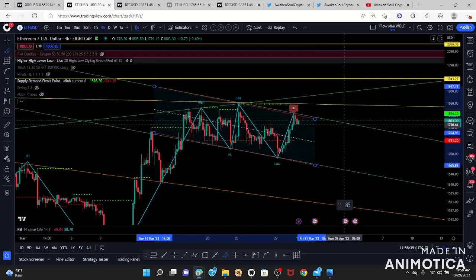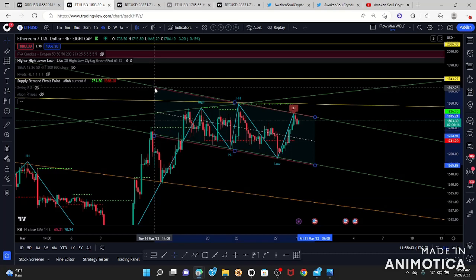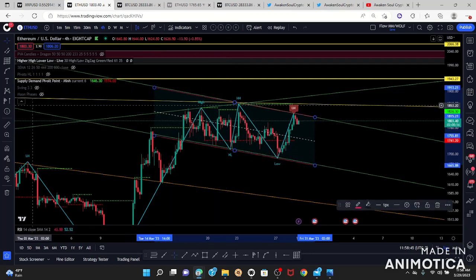Check that out, right? So every time the charts move, you have to consider a new pattern.